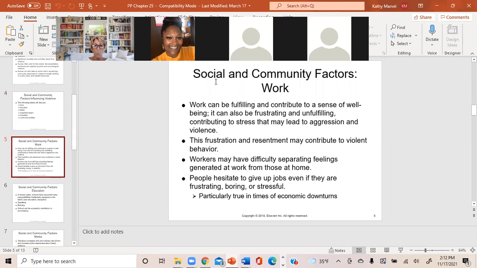Okay. What factors from work? We'll just go through a couple of them, but the expectation is that you do eventually read through these PowerPoints. You can't rely on me to be going through every word of every PowerPoint. I'm just trying to highlight the important content areas. So we know that work can be fulfilling and contribute to a sense of well-being, but it can also be frustrating and unfulfilling. Think about people who lose their jobs or don't get the raise or promotion they wanted, right? Sometimes this frustration and resentment turns into violent behavior.